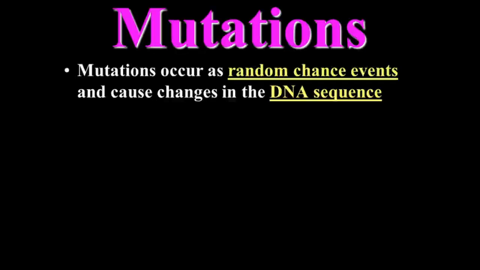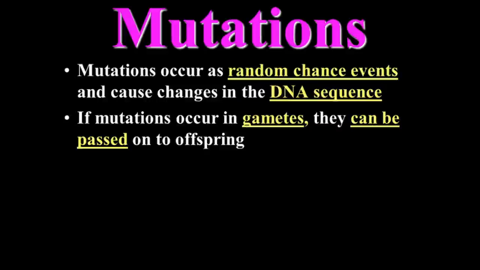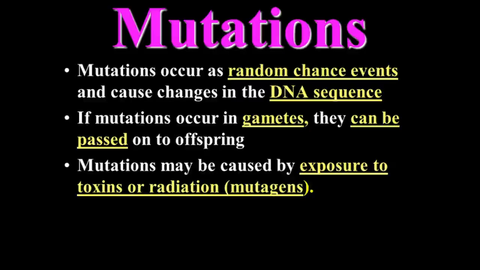The mutations occur as random chance events and cause changes in the DNA sequences. If the mutation occurs in gametes, they can be passed on to the offspring, meaning from that generation to the next generation. Mutations may be caused by exposure to toxins or radiations.